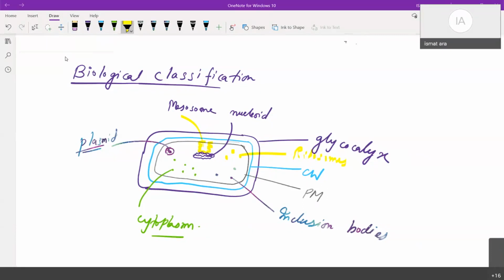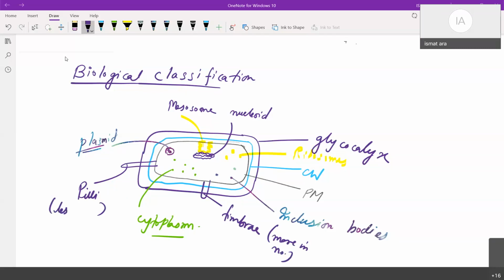Ribosome is called the protein factory, students. Some locomotory organs, some appendages, are also present. Those which are longer in structure are called pili. And those which are shorter in structure are called fimbriae, like this. Fimbriae are more in number, and pili are less in number.